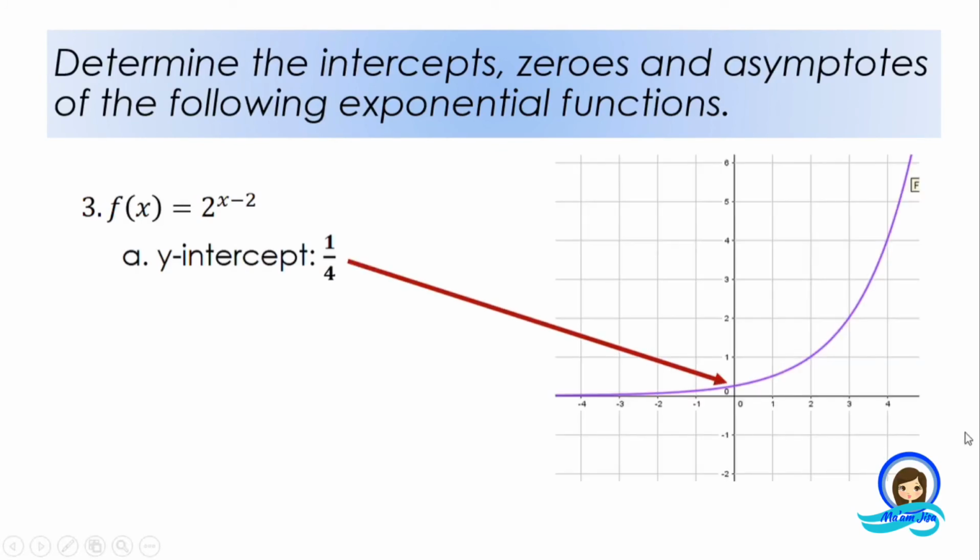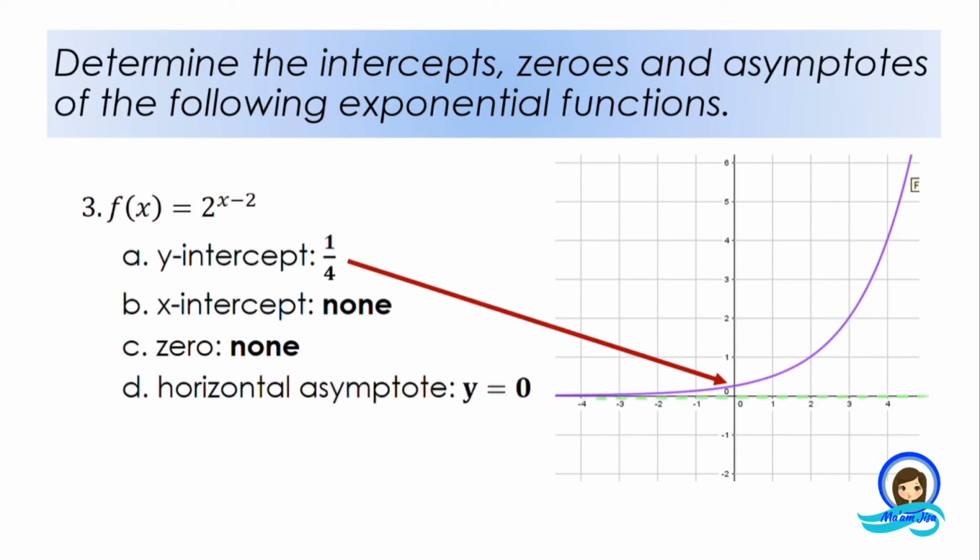At the value 1/4, the graph crosses the y-axis. There is no x-intercept, and also no zero. For its horizontal asymptote, it is still found on the line y = 0. And there is no vertical asymptote. If you have noticed as well in the given function, the negative 2 is an exponent, not another expression. That's why the horizontal asymptote is the line y = 0.